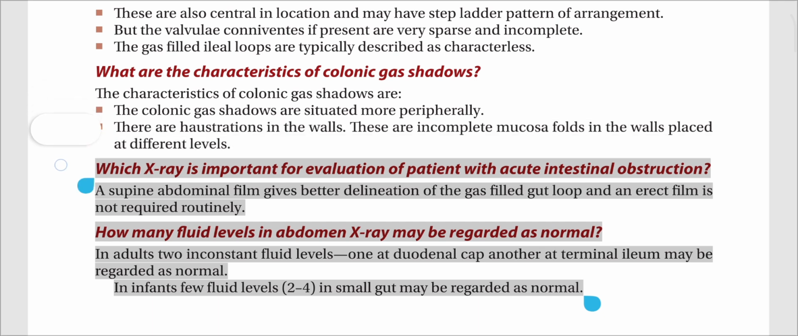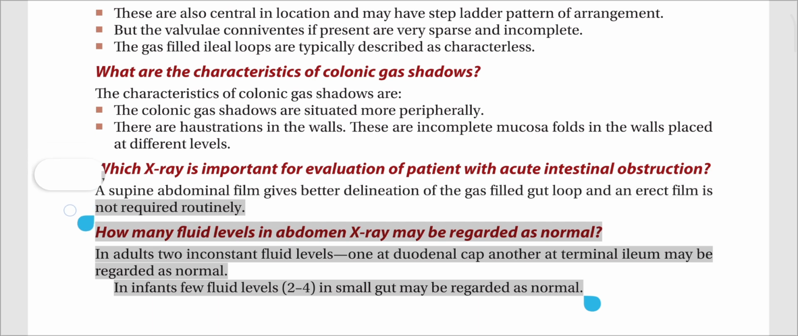Which X-ray is important for evaluation of a patient with acute intestinal obstruction? A supine abdominal film gives better delineation of the gas-filled gut loop, and an erect film is not required routinely.